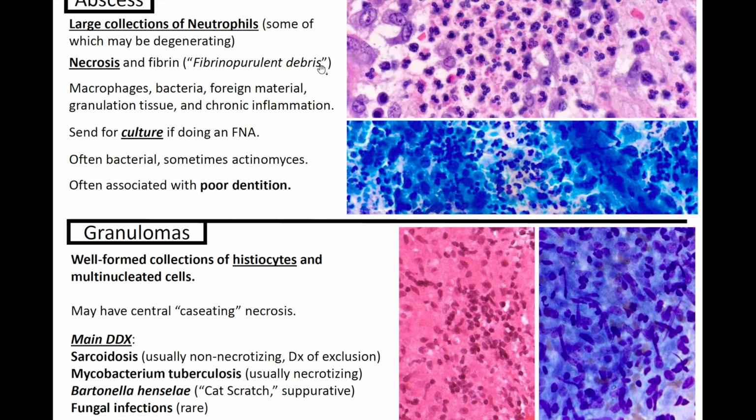Abscesses can also have necrosis and fibrin or fibrinopurulent debris, as well as macrophages, bacteria, foreign material, granulation tissue, and chronic inflammation. And send for culture if you're doing an FNA and you see an abscess, because obviously if we see an abscess, we're thinking some kind of infection, right? So you're going to want to send off for culture, see what kind of bugs are potentially causing this abscess.